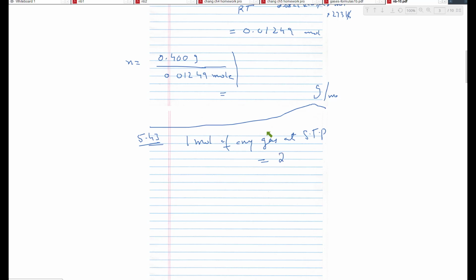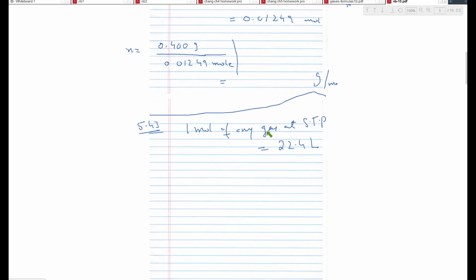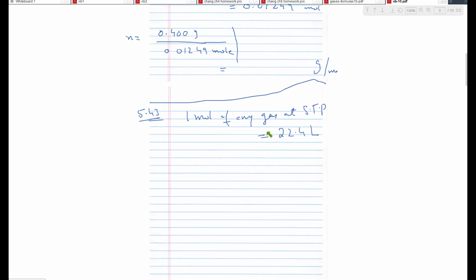Is it 22.4 liter? Yes, 22.4 liter. Okay, so it's very simple now. Even without doing all those things, I can do it like this, starting with 0.40 gram. Am I right? How much volume does it occupy?